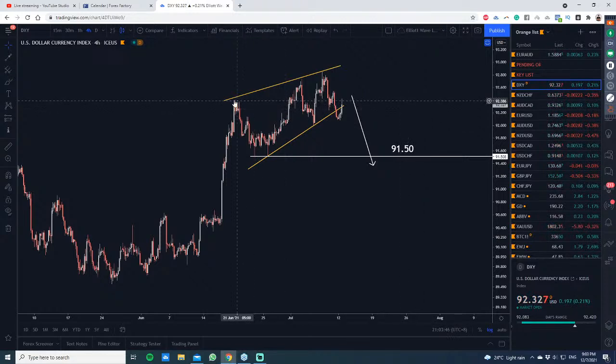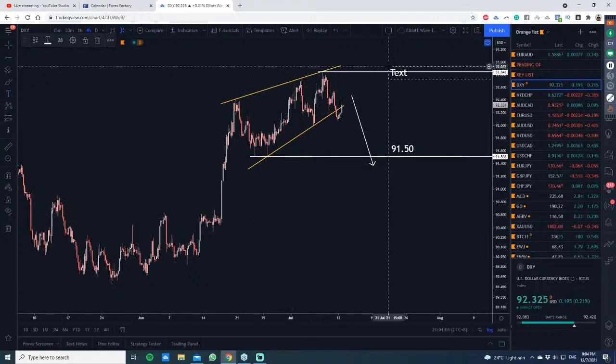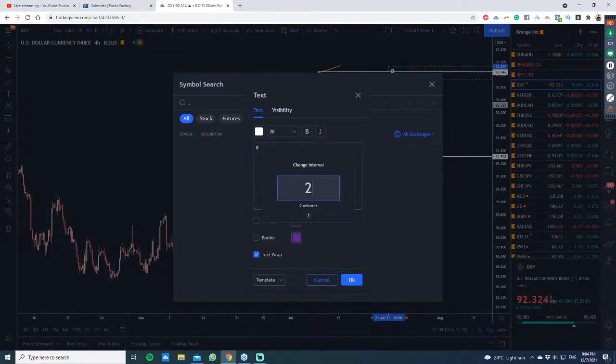You might not trade the dollar index directly, but if you look at some of the major pairs, if the dollar is weakening, you'll be able to take advantage of that in some of the major pairs too. So this is my view for DXY. I think as long as price remains below this structure level here around 92.80.